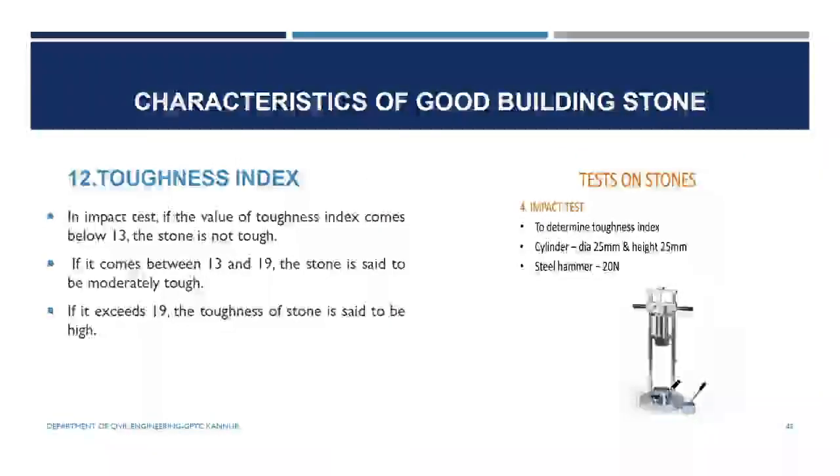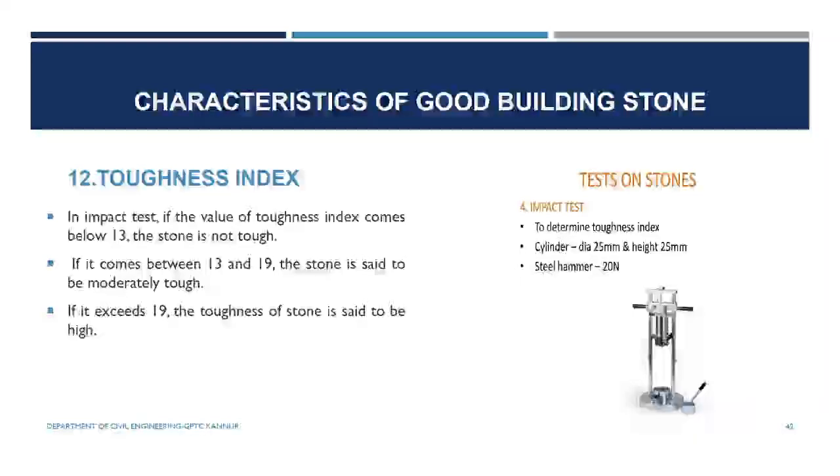Next, toughness index. We conduct an impact test to determine the toughness index of a material. Here we have to find the toughness index of the stone. Just take some amount of stones in this cylinder. This cylinder has a diameter of 25 mm and a height of 25 mm. Then what you have to do is use a steel hammer.